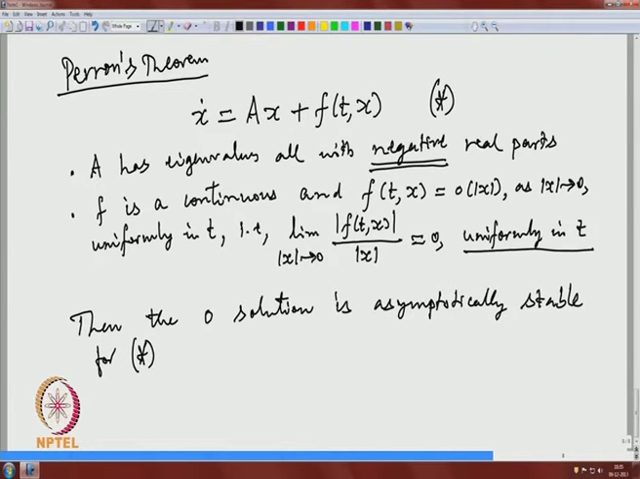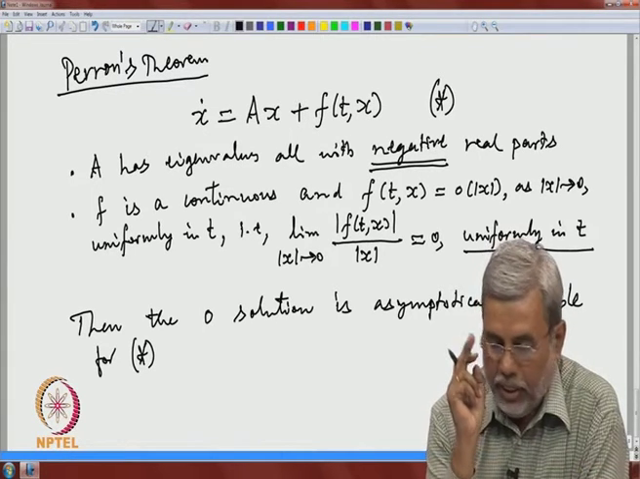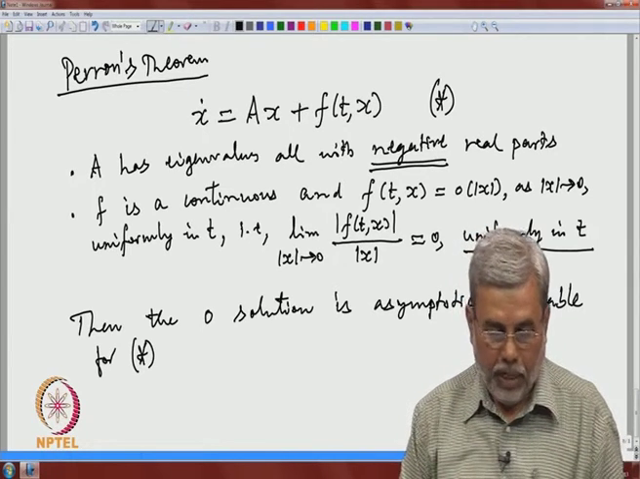So, that means if I start a solution of star near the origin, but not at the origin, because the origin is always a solution, I would like to show that the solution exists for all time and the solution tends to 0 as t goes to infinity. There are two steps. So, proof.